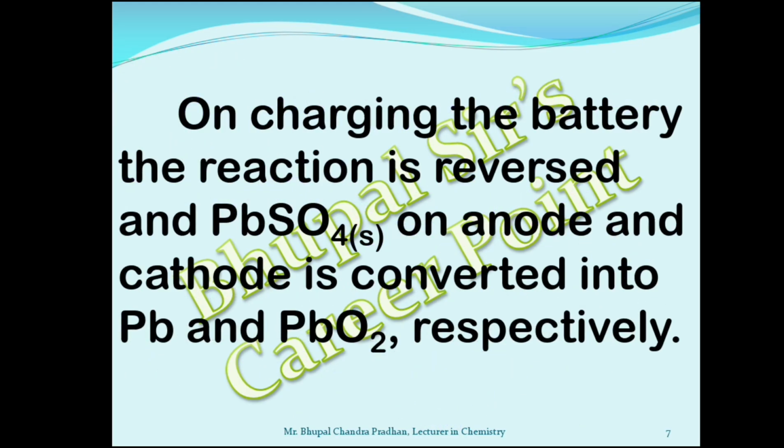On charging the battery the reaction is reversed. When the battery is charged, the cell reaction is reversed, and lead sulfate solid on anode and cathode is converted into lead and lead dioxide respectively as follows.